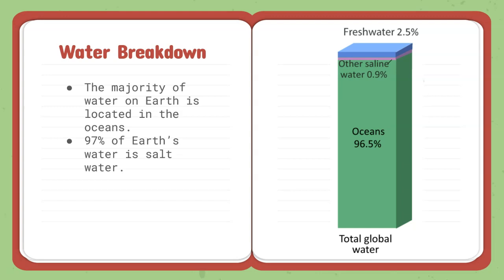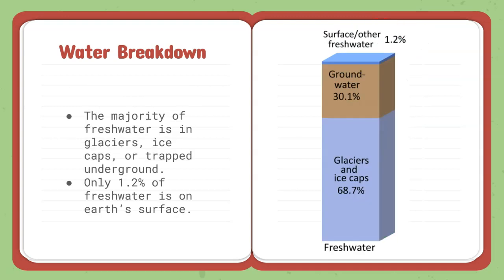So let's break it down first, Earth's overall water. The majority of Earth's water is located in the ocean. Around 97% of Earth's water is unusable by humans. We're not able to drink it because it is salt water. So roughly 2.5% of Earth's water is actually fresh water.